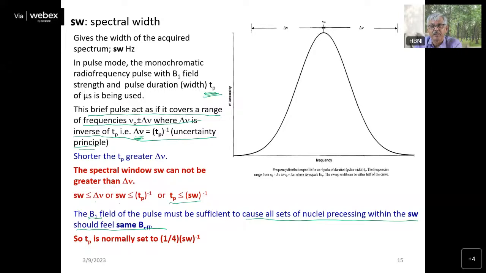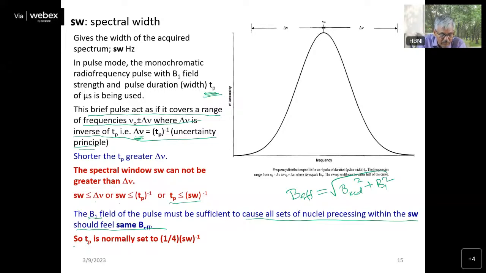Okay, so B effective is nothing but the vector addition of the main magnetic field, the reduced magnetic field, and the B1. If you remember, that is B reduced square plus B1 square equal to your B effective, if you remember.